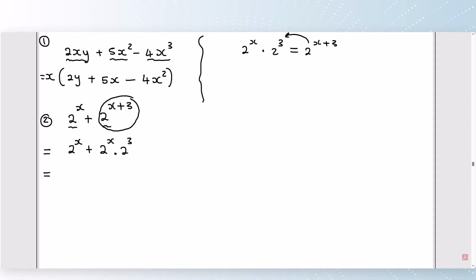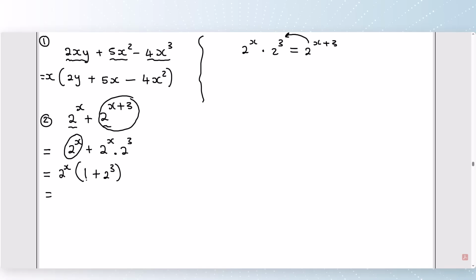Now the common factor is clear. We can remove it. So we have 2 to the power x into, now 2 to the power x divided by 2 to the power x is going to be 1 plus, when we divide 2 to the power x multiplied by 2 to the power 3 by the 2 to the power x there, we're going to be left with only 2 to the power 3. Okay, so that's how we remove the common factor.